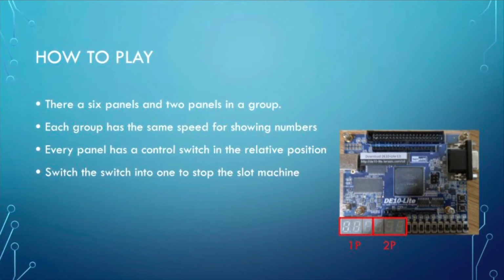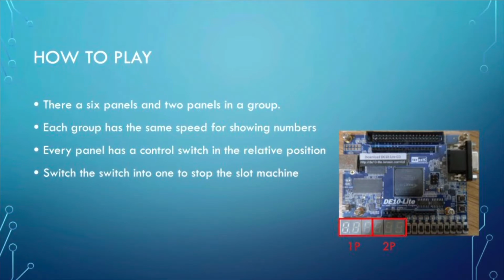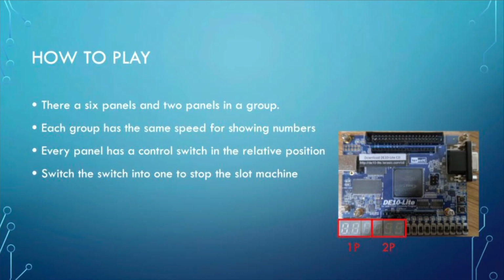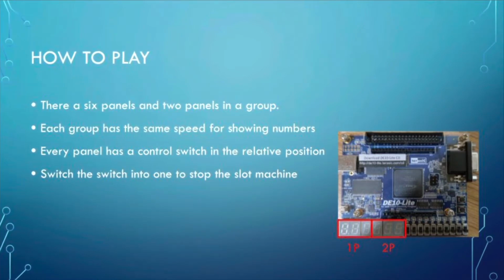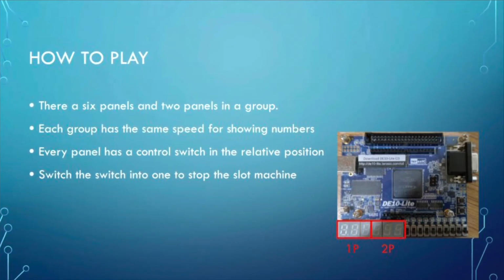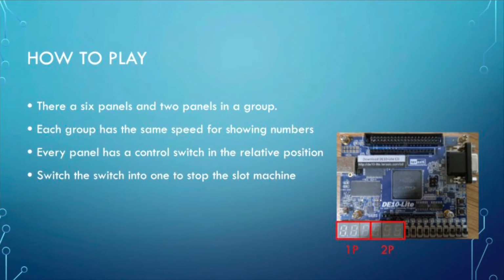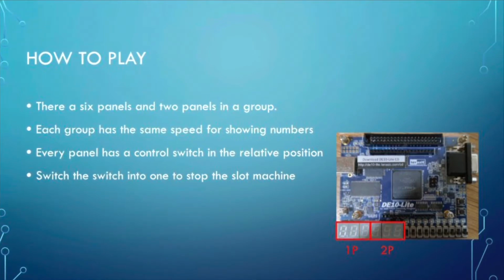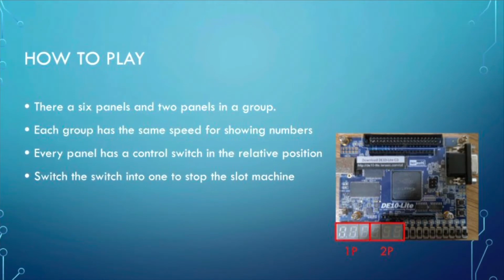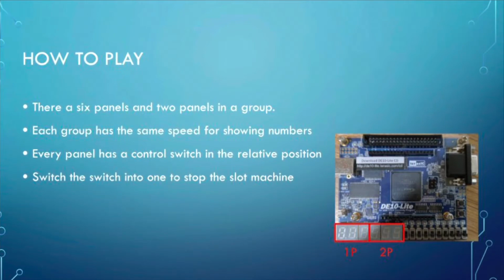Okay, so every panel has a control switch, with a relative position near the panel. One switch can control 1 number, so 1 switch for 1 number, and 6 switches for 6 numbers. First, all the switches should be shut down for 0, and when you press one up, it turns to 1. And when it turns to 1, the number will keep going. So it just shows the number when you press it.